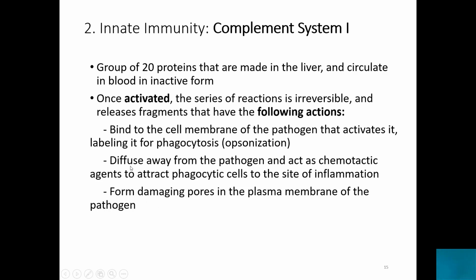opsonization. Next one, those complement system proteins can diffuse away, move away from the pathogen and act as chemotactic agents to attract phagocytic cells to the site of inflammation. Finally, they can form damaging pores in the plasma membrane of the pathogen, killing it.